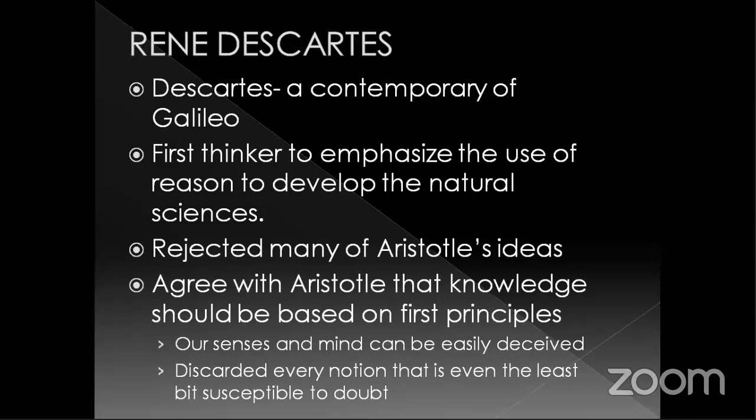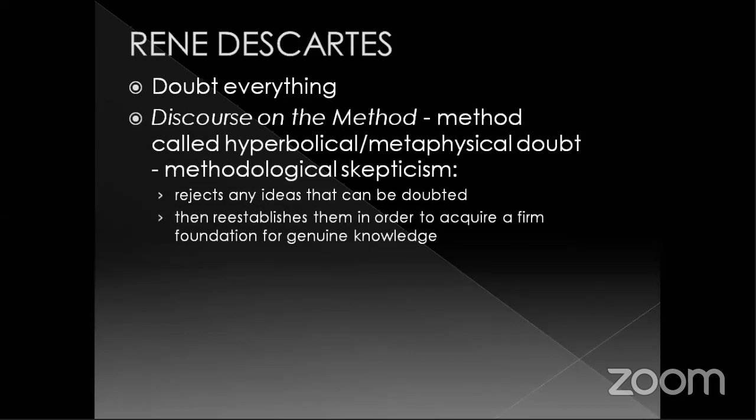So the famous Cartesian statement: doubt everything. Whatever you see, whatever you feel, doubt everything. In his Discourse on the Method, he said that this method is called hyperbolical or metaphysical doubt. This doubt is actually hyperbolical, and the method is called hyperbolical or metaphysical doubt. It is methodological skepticism that we talk about. It rejects any ideas that can be doubted, then reestablishes them in order to acquire a firm foundation for genuine knowledge.